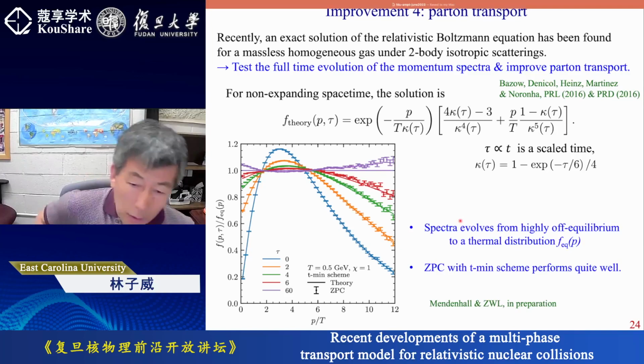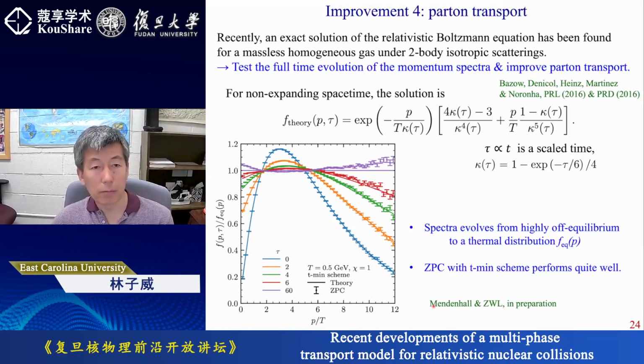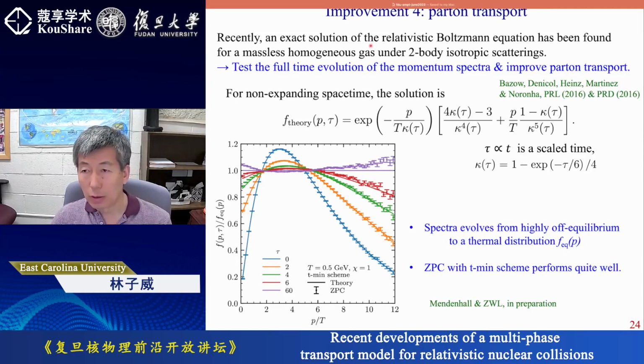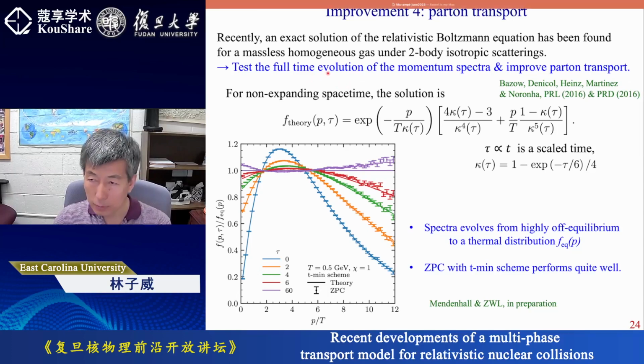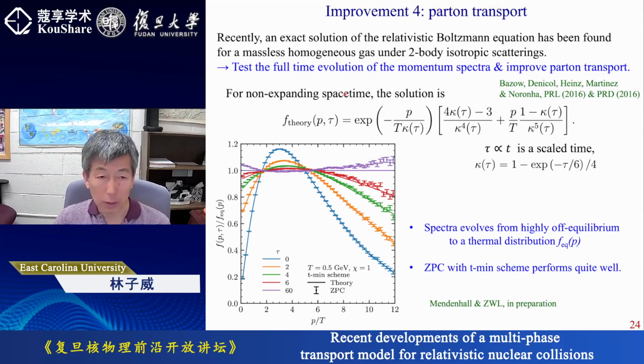Then more recently, with a student at ECU, Todd Mendenhall, we have done a new check and improvement of the ZPC parton cascade, because recently people have found the exact solution of the relativistic Boltzmann equation. There are certain limitations: it's only solved for a massless homogeneous gas with two-body isotropic scatterings. But we can do that with ZPC, and the good thing is this is an analytical exact solution for off-equilibrium evolution toward equilibrium at any time. So we can test the ZPC against the full time evolution in the momentum spectra and try to improve the ZPC accordingly.